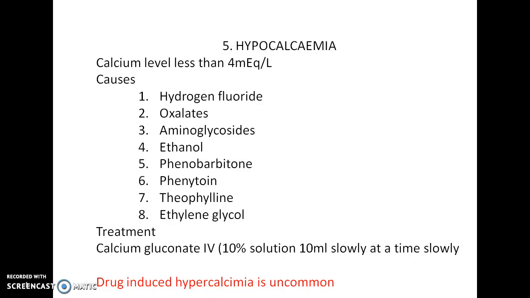So this hypocalcemia condition may happen because of kidney failure, hypoparathyroidism, vitamin deficiency, and even malnutrition, and even many drug-induced causes, like administration of hydrogen fluoride, oxalate, aminoglycosides, ethanol, phenobarbital, phenytoin, theophylline, and ethylene glycol, which can cause a decrease in the calcium level. So now the treatment includes administration of calcium gluconate through the IV route, a 10% solution, 10 ml, which should be administered slowly at a time.